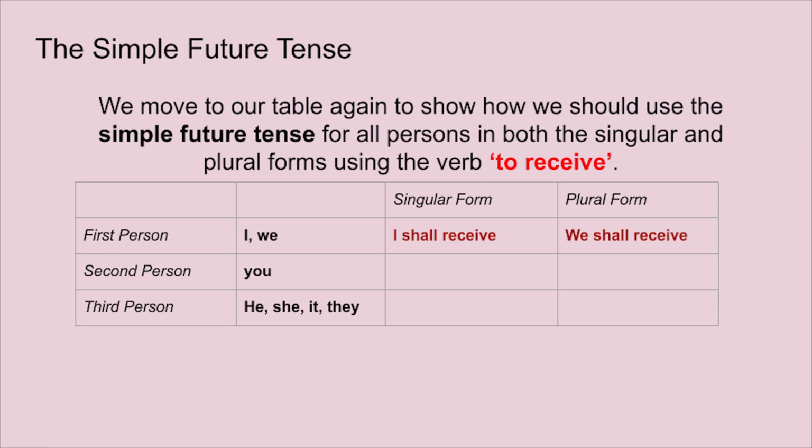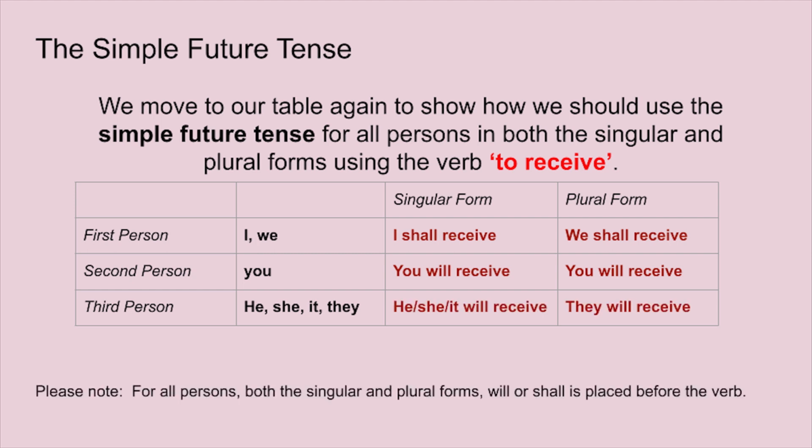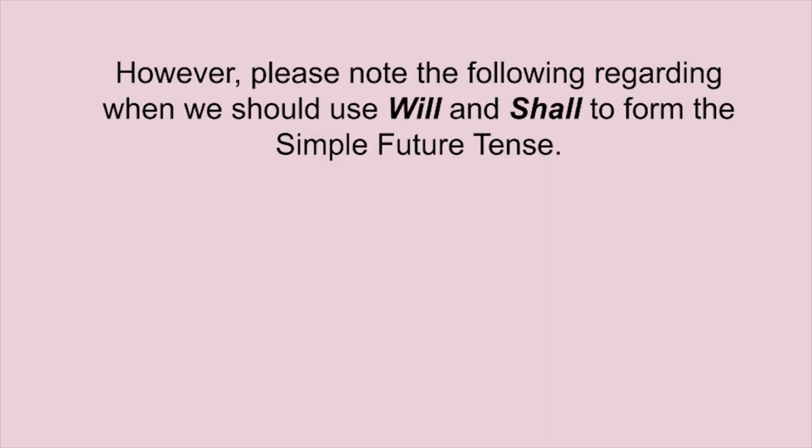For the first person in both the singular and plural forms, it's I shall receive, we shall receive. For the second person, both singular and plural forms, it's you will receive. And for the third person in both the singular and plural forms, it's he, she, it, they will receive. However, please note the following regarding when we should use will and shall to form the simple future tense.